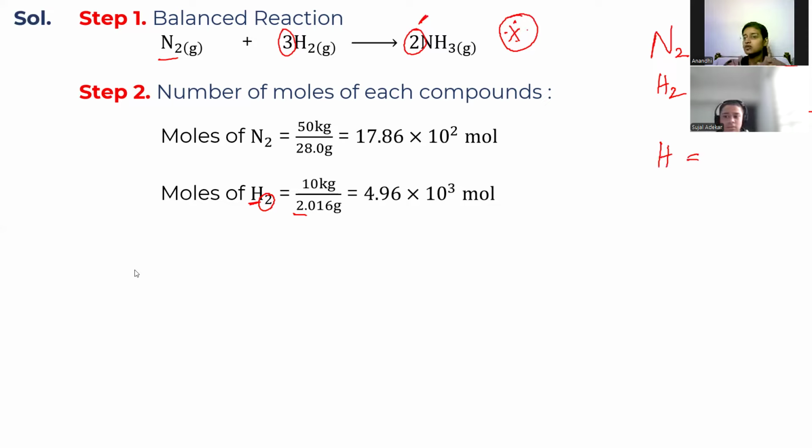Molar mass means it is for one mole, right? In the last class we have studied this in the definition of molar mass. The atomic mass of hydrogen is 1.008 and for the molecule you need to multiply this by 2 and you will get 2.016. You can take 2 also, no issues. 10 divided by 2 also you can do and you will get the answer as 5 into 10 to the power 3 mole. Got it? And why are we getting this 10 power 3 here?